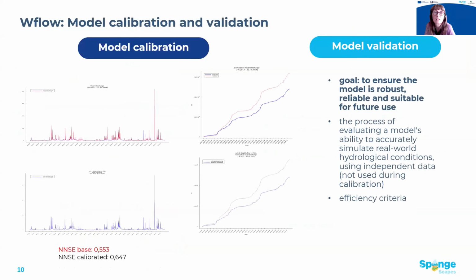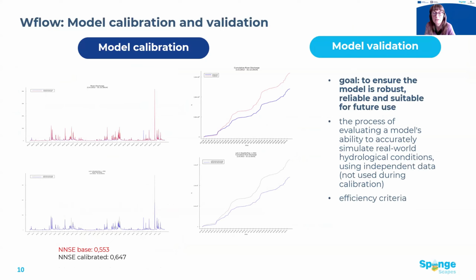These are the results of our first calibration. On the graph, you can see with blue, we have observed discharges. Red is for baseline model. So this is in the first line. And then the second line is calibration. Blue again observed and gray calibrated.